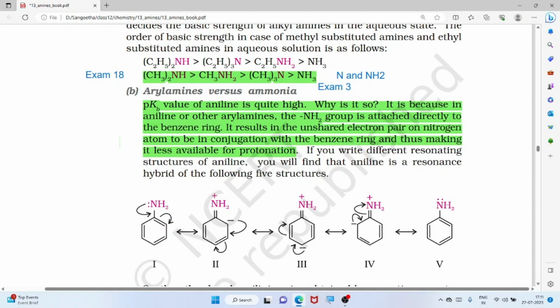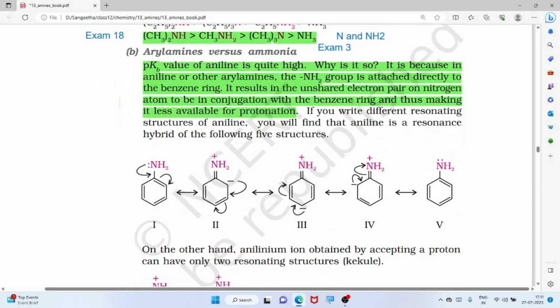Aryl amines versus ammonia: the pKb values are quite high, which means the basic strength is low. It is because in aniline and other aryl amines, the NH2 group is attached directly to the benzene ring. This results in the unshared electron pair on the nitrogen atom being in conjugation with the benzene ring, thus making it less available for protonation.